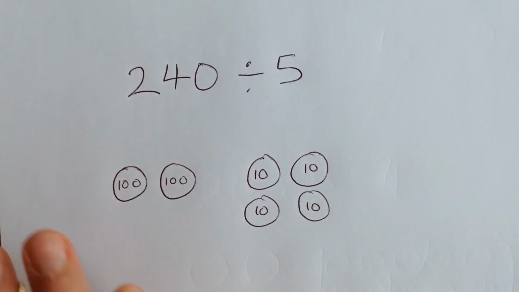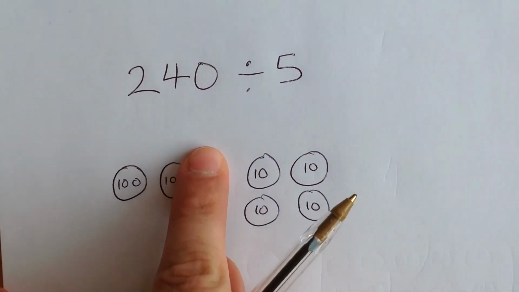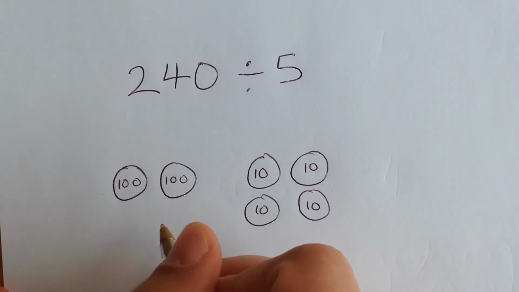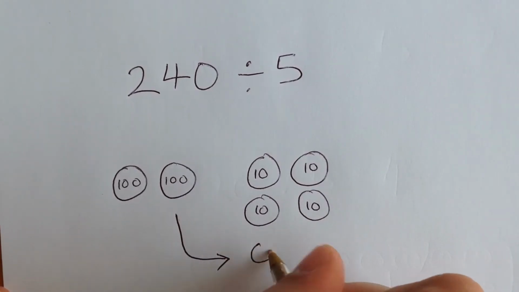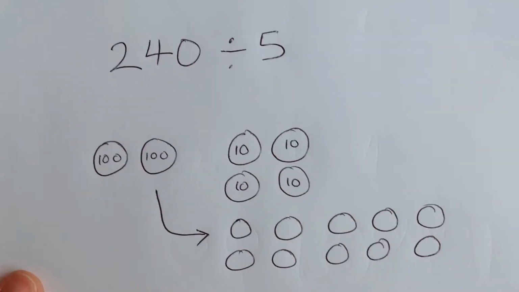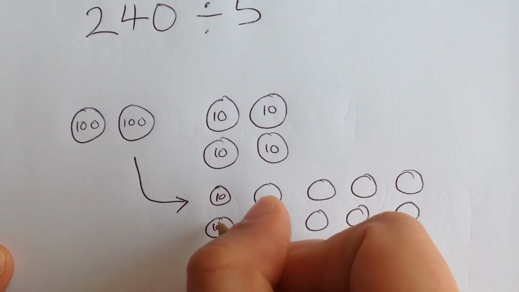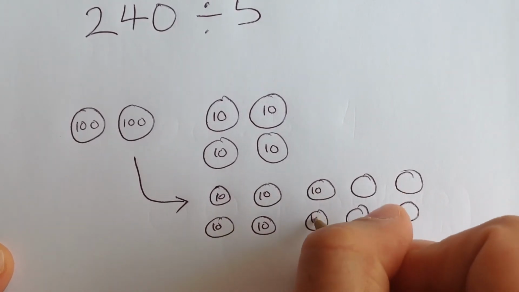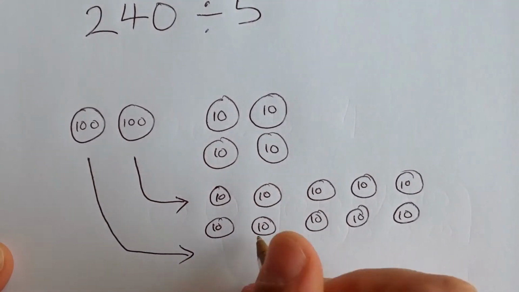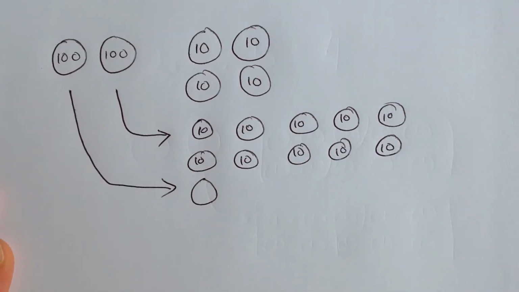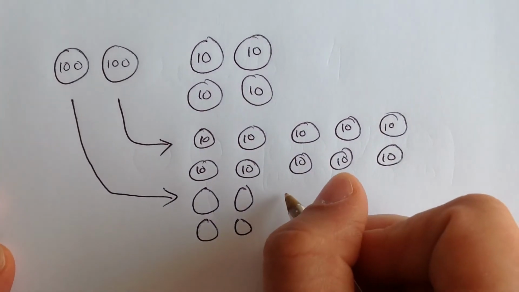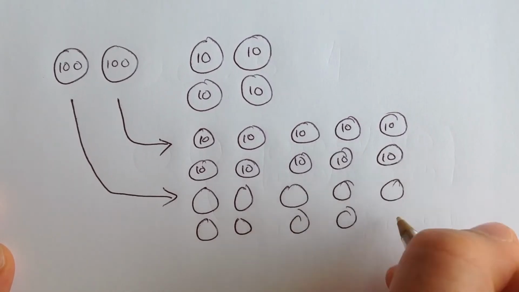Now, I always start with the largest number first. Are there 5 here? No, there's only 2. So I'm going to have to move both of these over. So that means I'm going to create 10 tens here. 1, 2, 3, 4, 5, 6, 7, 8, 9, 10. And they're all going to have 10 in. And I've got to do the same with this one. Hopefully you can still see the picture there. Let's just check that's clear. Brilliant. 4, 5, 6, 7, 8, 9, 10.